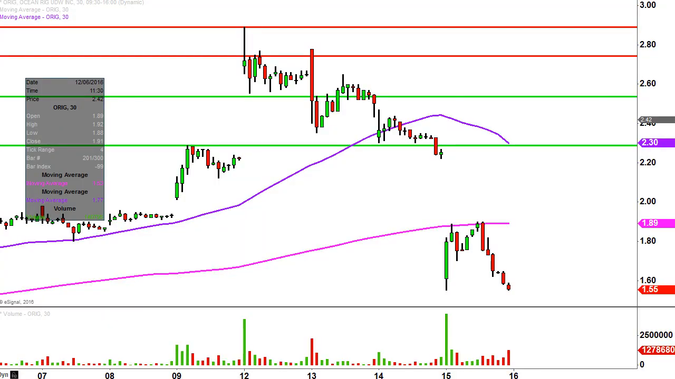Real quick, what do I mean by 30-minute in case maybe you're new to charts? Instead of each one of these candlesticks here representing 1 day's worth of price action, which is what you would normally see, each one represents 30 minutes. So while this may look like several days worth of time right here, it's actually just today's price action broken down into 30-minute time slices.